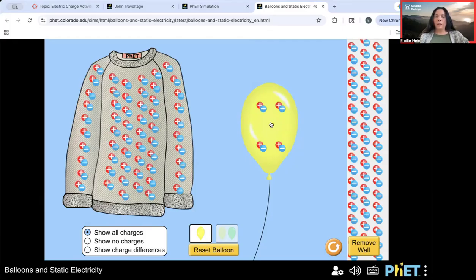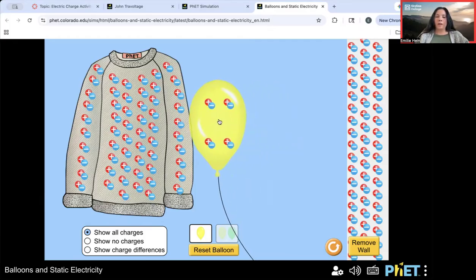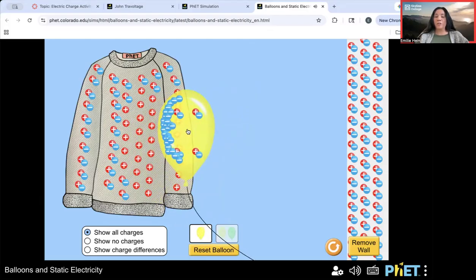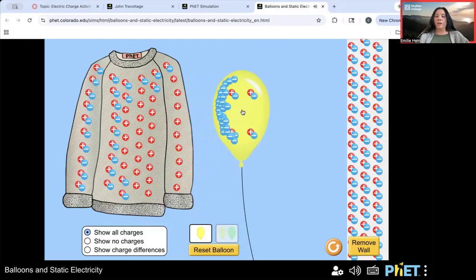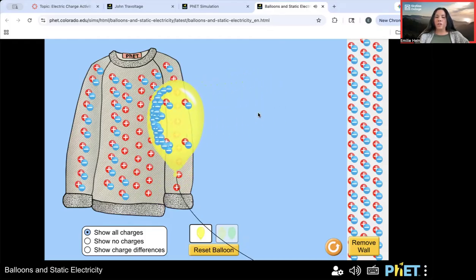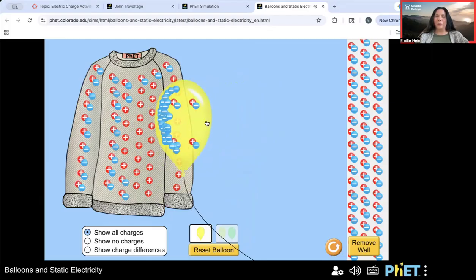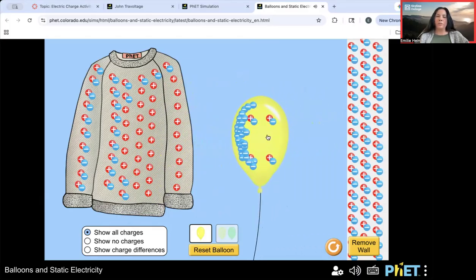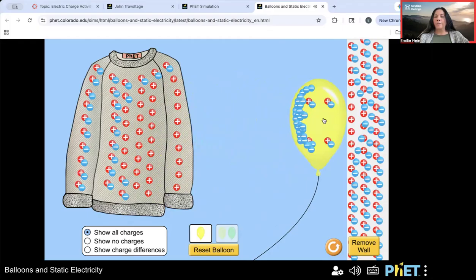Now what we can do is take our balloon, and if you've ever played with balloons before, you can use friction to pick up the negative charge from the sweater and put that on the balloon, and that's going to change what happens with the balloon here. Observe what's happening with the wall and with the sweater, and share out. You can try different things. You can reset the balloon, have more balloons, and try different experiments with this one.